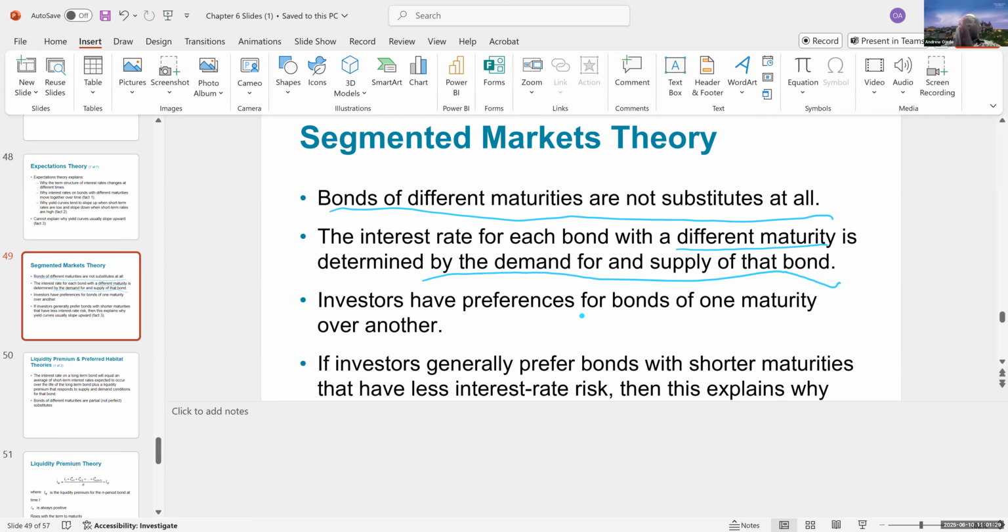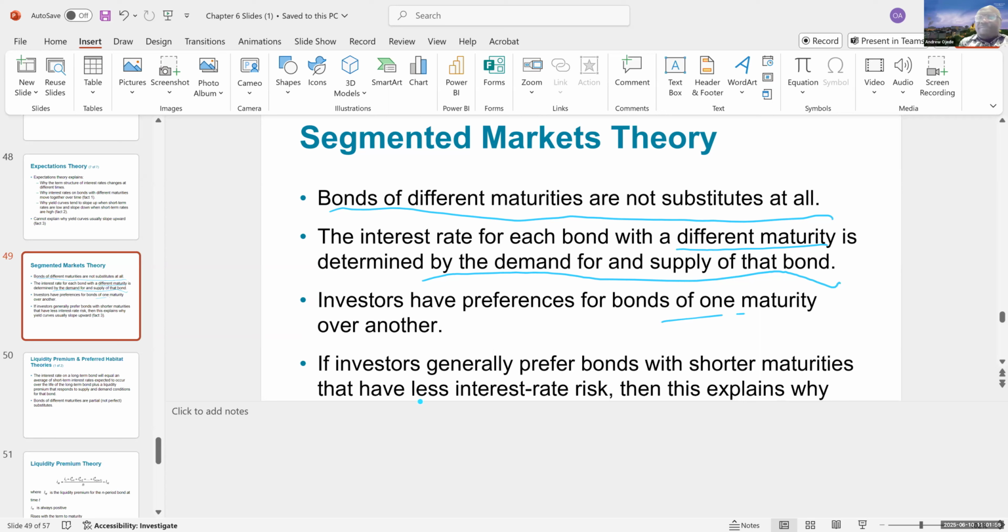So the segmented market theory is saying, look, there are investors out there who only love buying long-term bonds. They fall in love with a 30-year, 20-year bond. And then there are those that only want to buy short-term bonds, like a 1-year bond, that even if you tell them about a 20-year bond, they're never going to buy it. So we'll talk about that. And then investors have preference for bonds of one maturity over another.